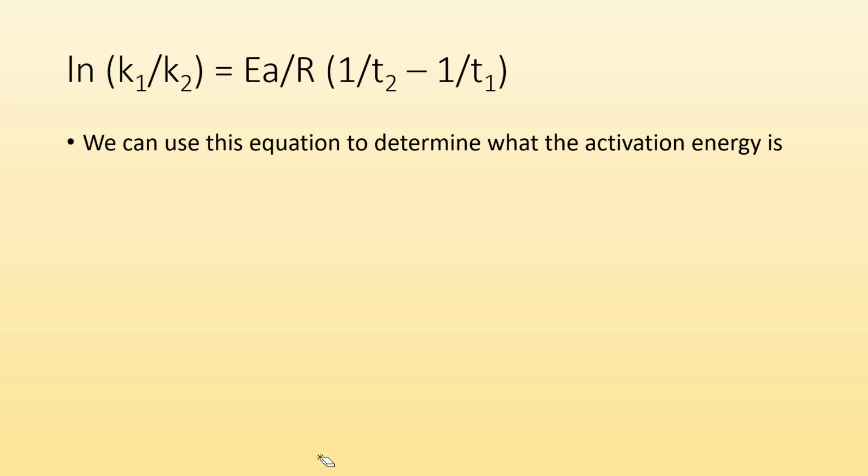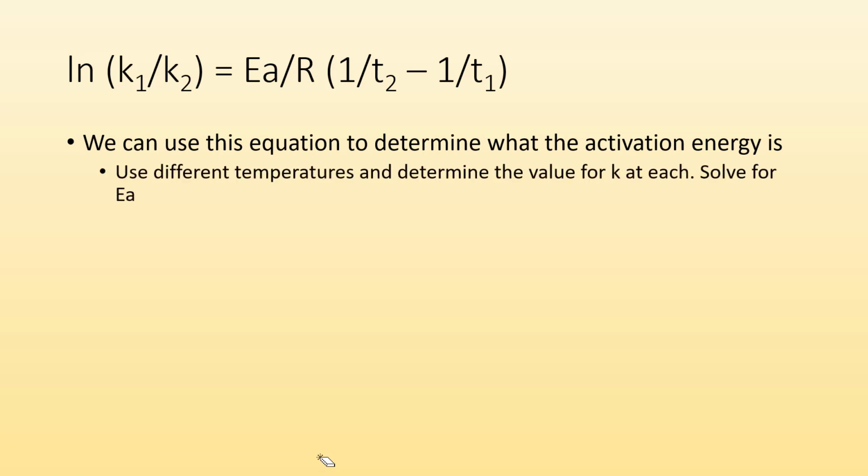So we can use this equation to determine what the activation energy is. We can also use it to solve for what a new K is going to be. So if we want the activation energy, basically we need to know the values for K at two different temperatures. So if we know K1 and K2 for T2 and T1, we can solve for the only thing, right? R is a constant, so that's not going to change.